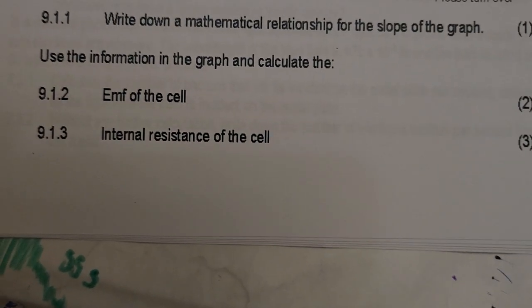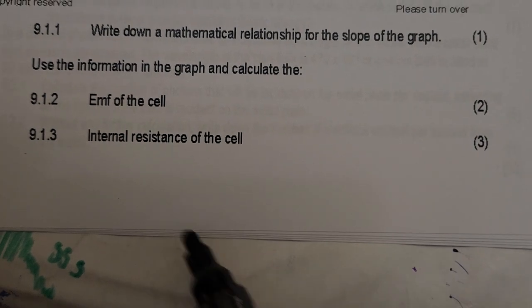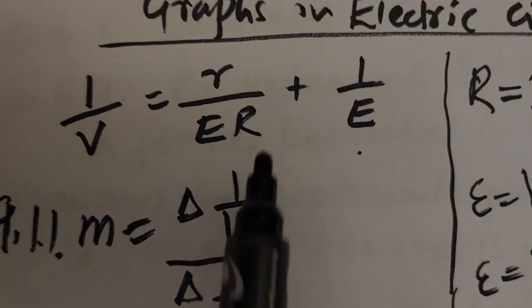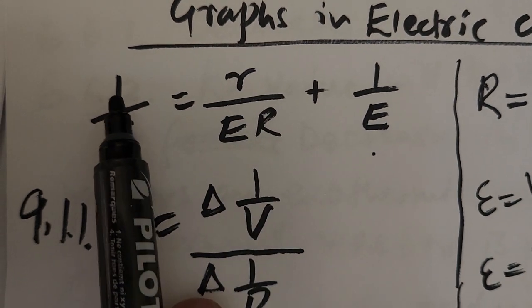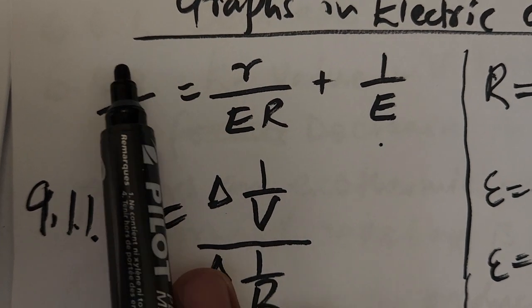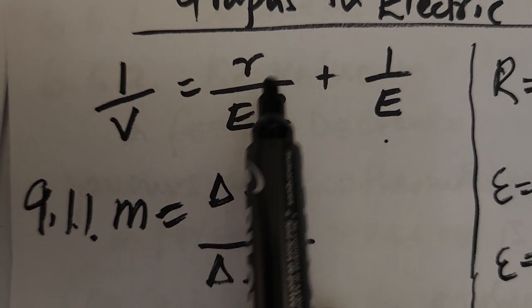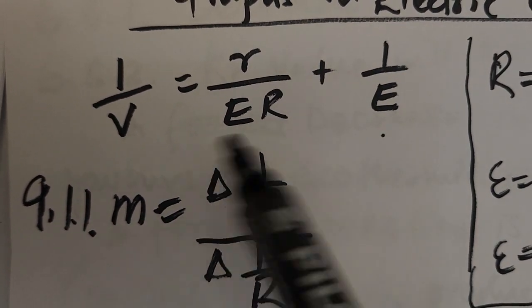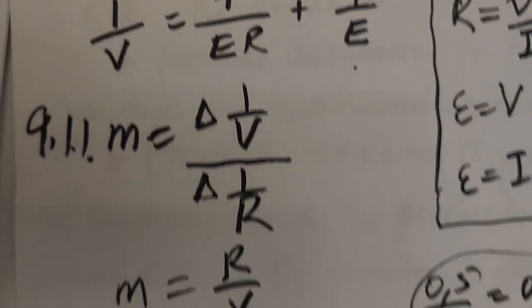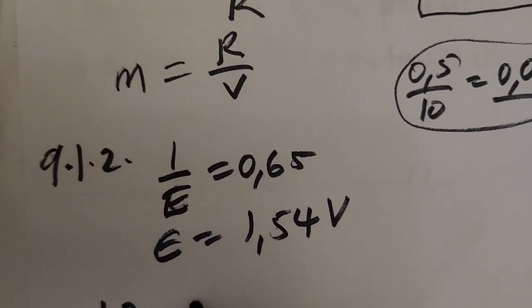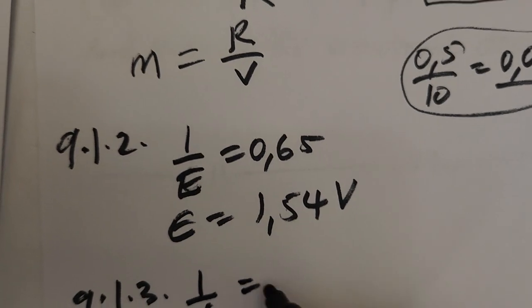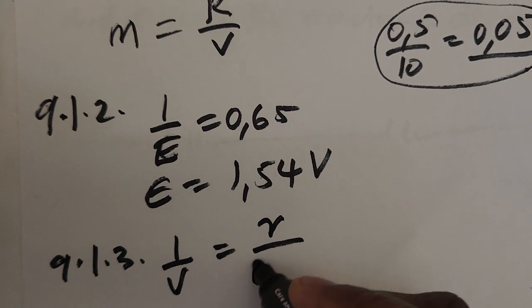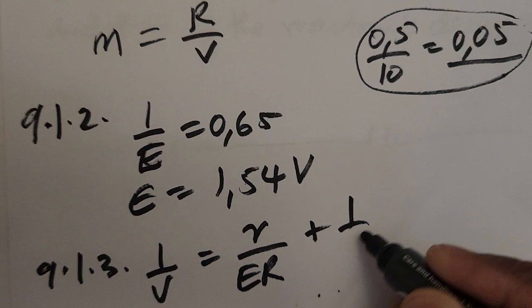9.1.3 is the last part here, with this very interesting graph. Calculate the internal resistance of the cell. So we look at this equation that is given. You can see that the internal resistance is this. We can choose any 2 points in the graph. Remember, we have got 1 over V and 1 over R here. E is known and 1 over E is known. So we can now substitute all this and then find the value of r. We just write the formula first: 1 over V equals r over E times 1 over R plus 1 over E.